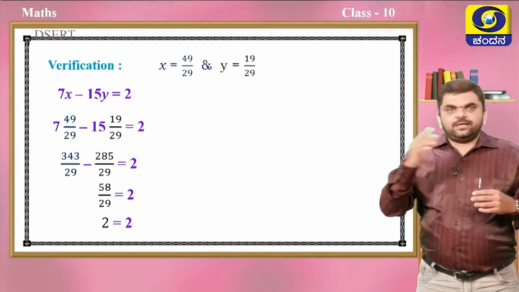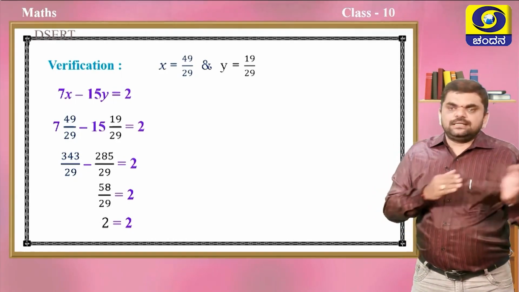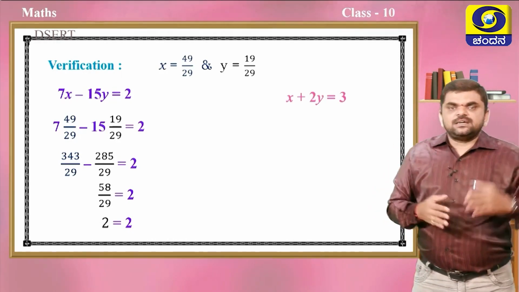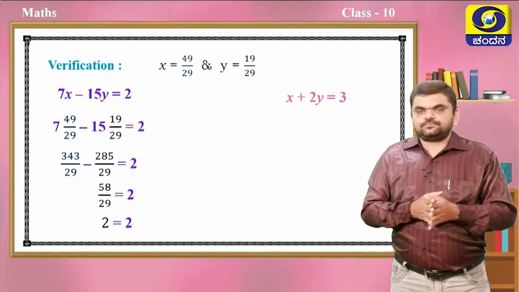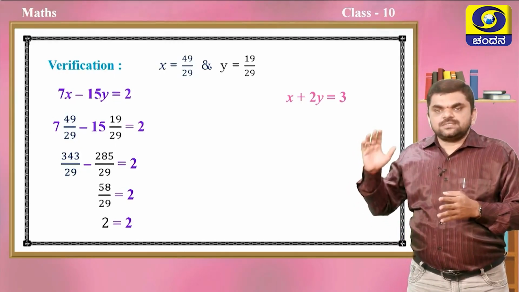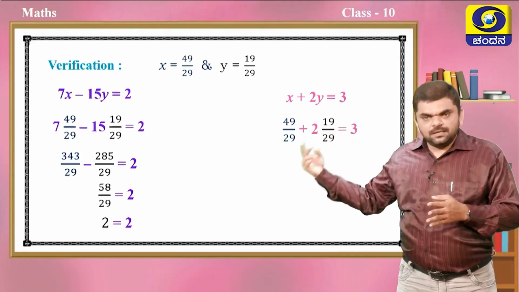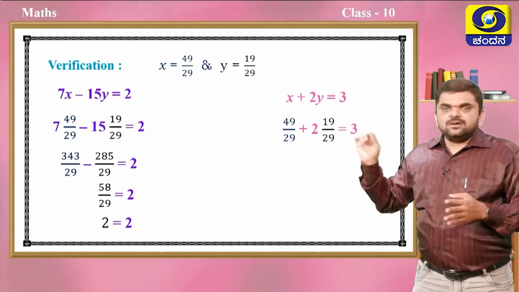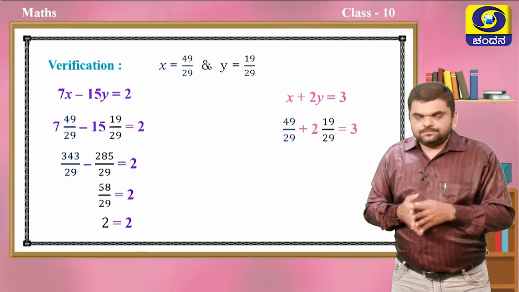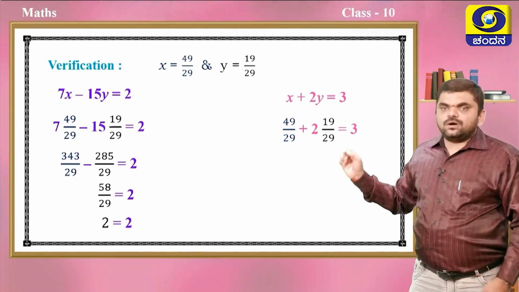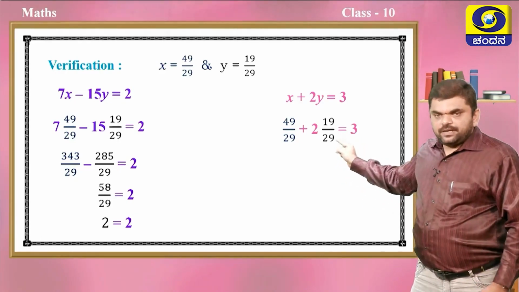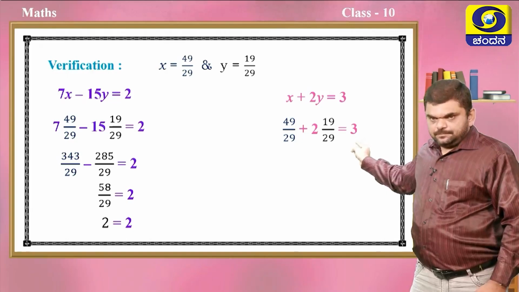29 ones are 29, twos are 2, that is 2 equals 2, that is LHS is equal to RHS, and our solution is exactly correct. Substitute the same values in the other equation, that is x plus 2y is equal to 3. 49 by 29 plus 2 into 19 by 29 is equal to 3.